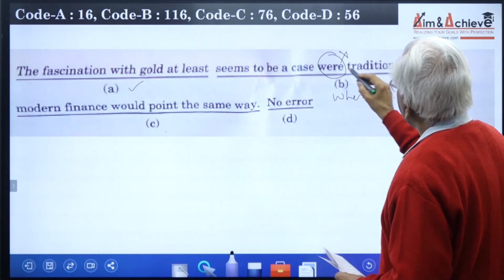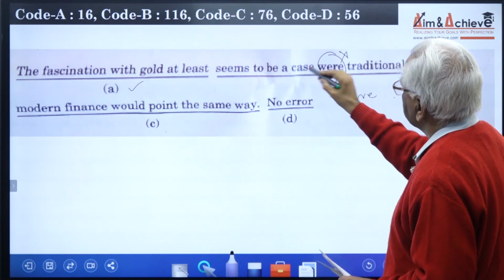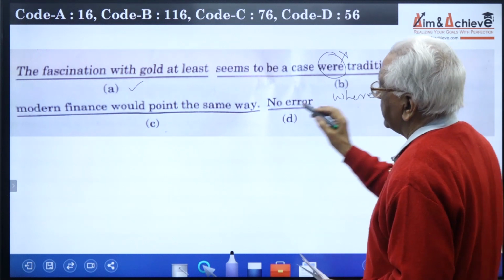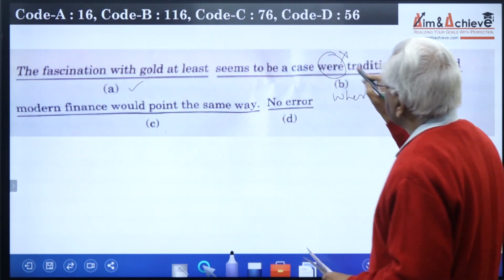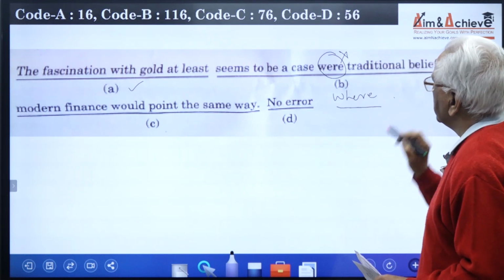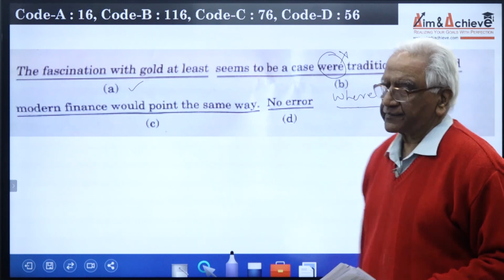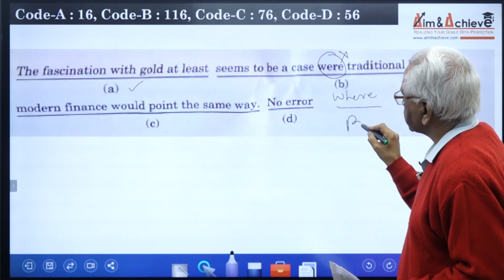Seems to be a case where traditional belief. That means in which case? Where is talking of the cases there. Traditional belief and modern finance would point to the same way. That means the use of were is wrong. The correct word is where. So the error becomes in part B.